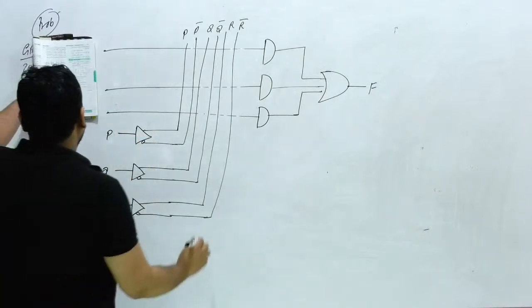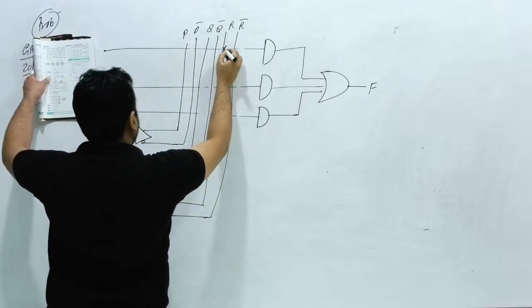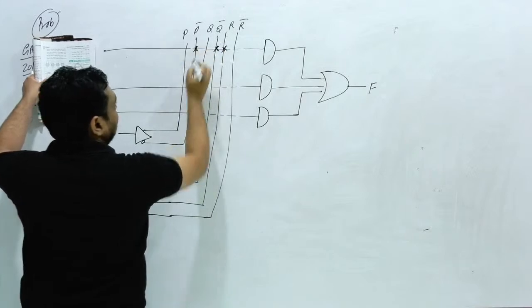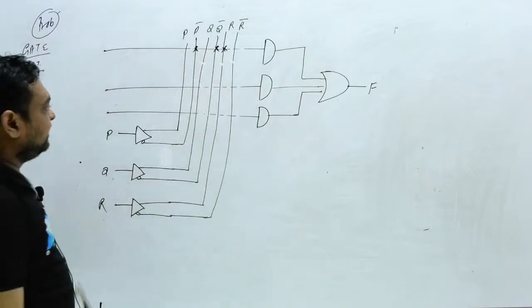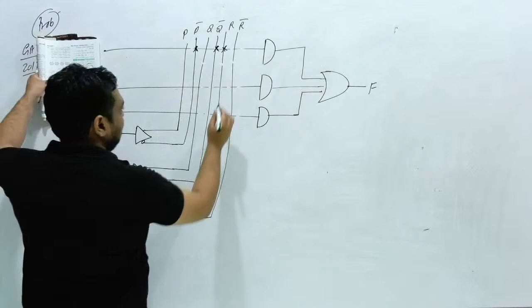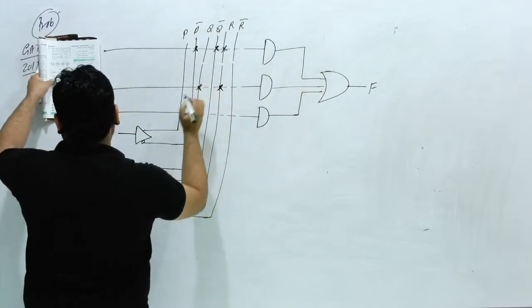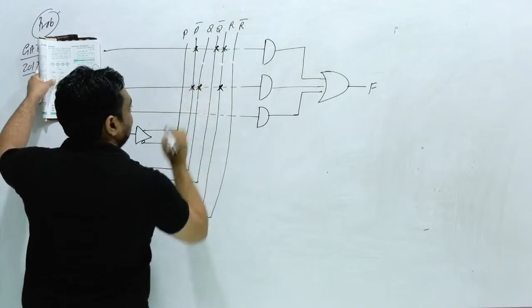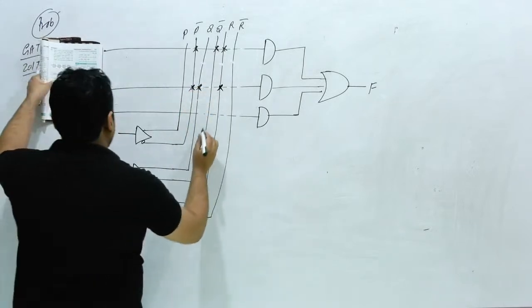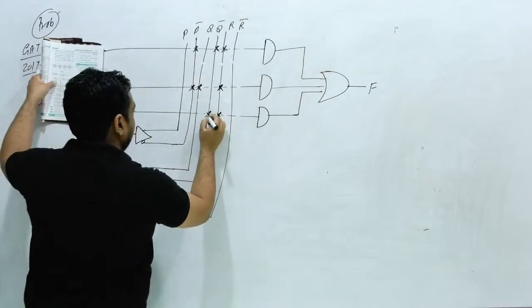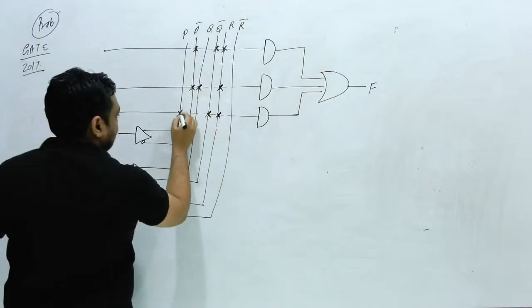Now some programmable switches are given. Here this is connected, here Q bar is connected, and here P bar is connected. So these 3 are the connections available here. Again this is connected. Okay, and here Q is connected, and here P bar is connected, and now lastly this R is connected, and second Q bar is connected, and lastly this P is connected.